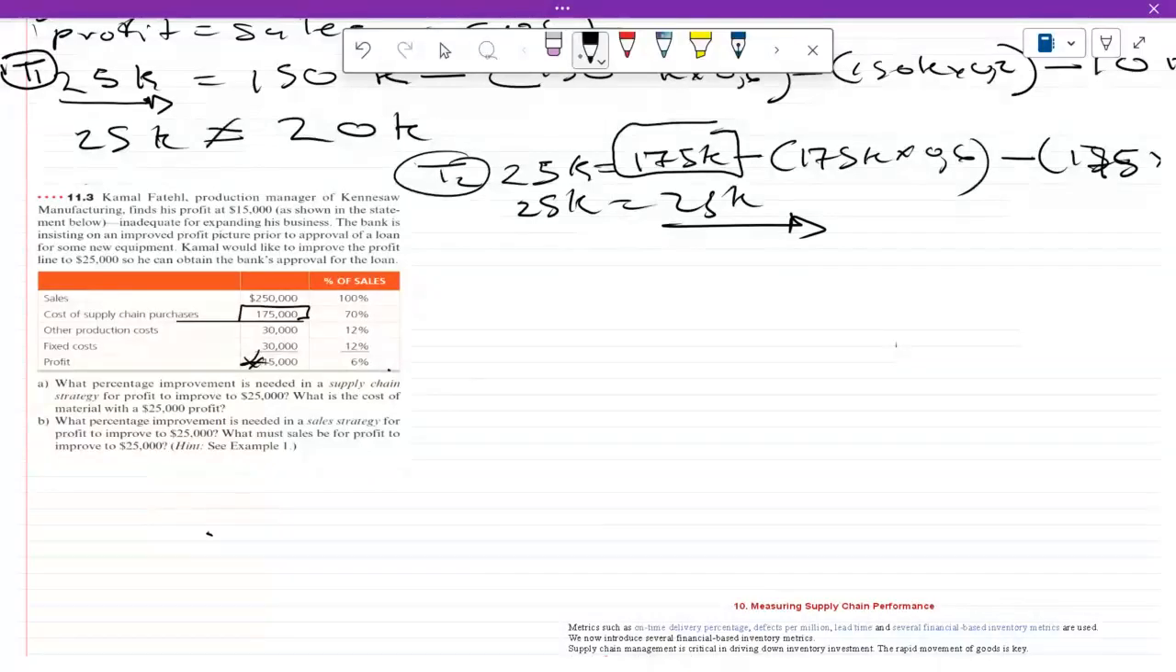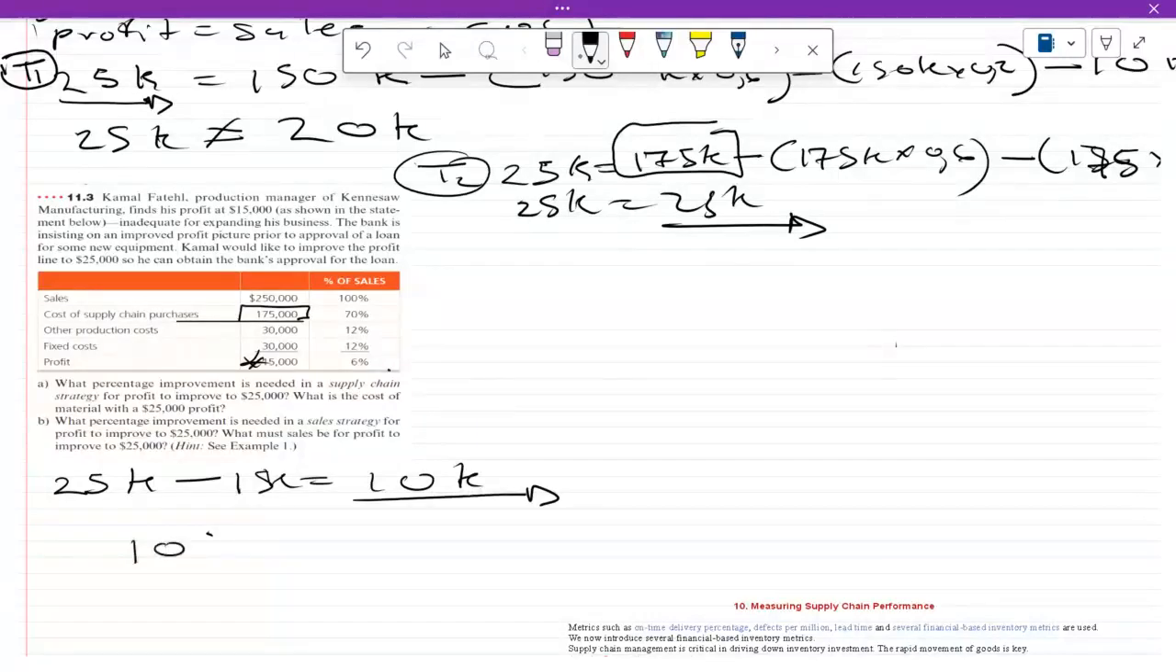Then we have 25K minus 15K, which is 10K. So he needs to reduce his cost by 10K in order for him to realize that benefit. So the percentage would be 10K over 175, multiplied by 100, because we're looking for a percentage of improvement.